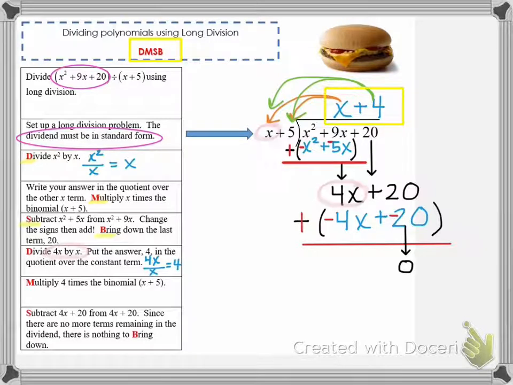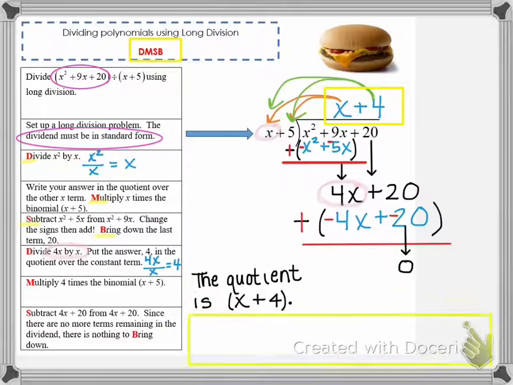I have my answer. My answer is the quotient x plus 4, or the binomial x plus 4. So this tells me the quotient to my division problem is x plus 4. But we don't want to stop there. It's important that we do our check.